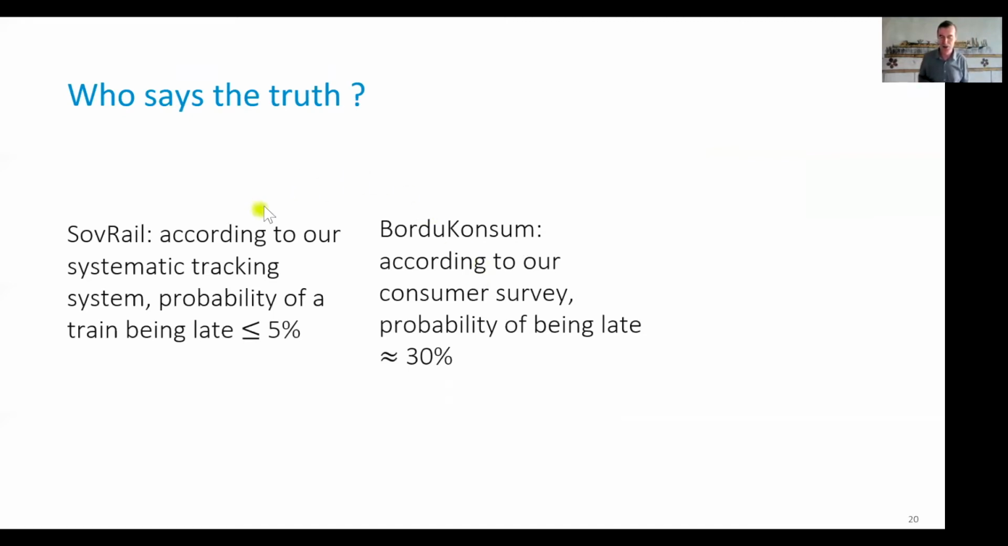Here's another example that's easier to understand. I changed the names to avoid any problem. So in some countries, Sovrail monitors how on time the trains are and finds that there's less than 5% of the trains that are late. But the Consumer Association finds that, according to the consumer survey, 30% of users find that the train is late. So here people are angry because 30%, that means 1 day out of 3, your train is late. So that's a significant event. Whereas here it's 1 day out of 20. So of course that would be a very different experience. Who says the truth here?